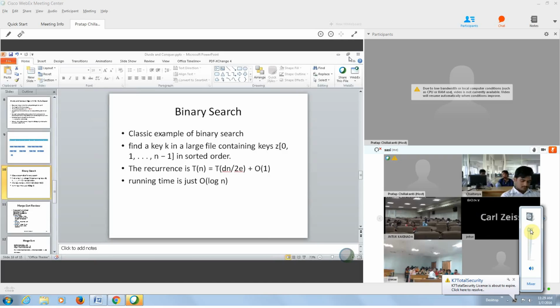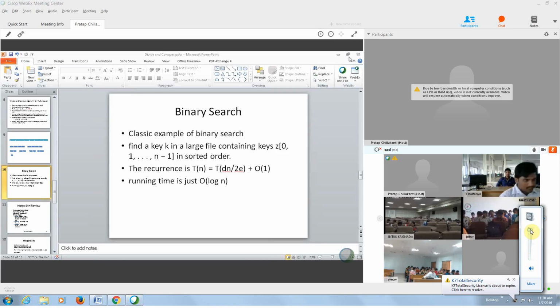So here is a binary search example. What are we doing in a binary search? The goal is to find a key in a large file. So I give you a very large file in some sorted order, and you want to search for it. I do not know if you have written search programs in your computer science class or not, but if you did, you would know that.